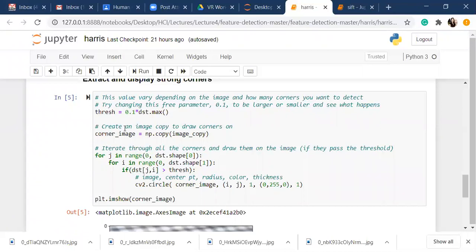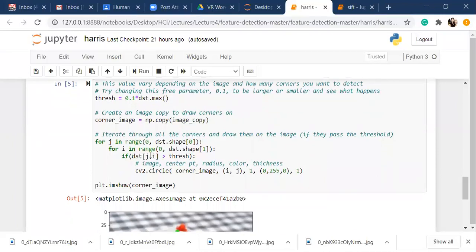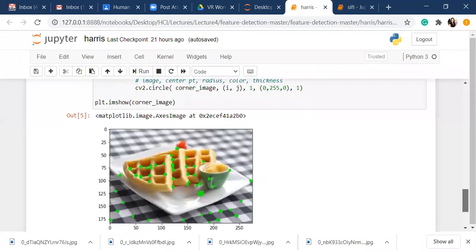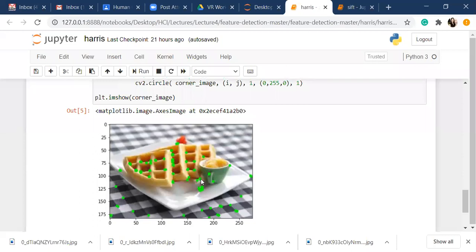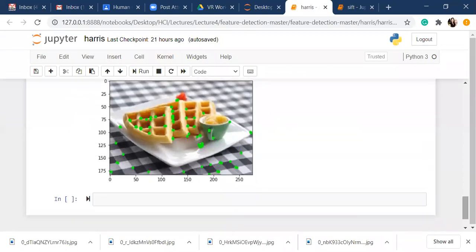After the threshold, you have to check whether the i and j coordinates inside the DST object are greater than the threshold or not. If it is greater than the threshold, it will detect the corners inside the image in terms of circles. You can see these are the corners here, here, here, here, here. These are the corners. In this way, the Harris corner detector successfully detects the corners inside the object of the image.